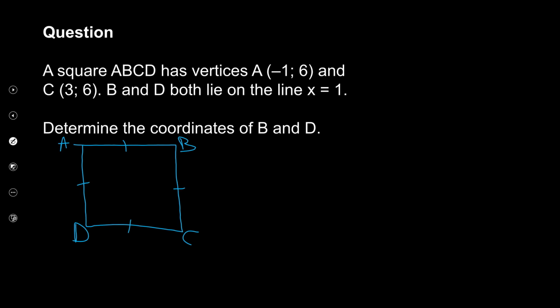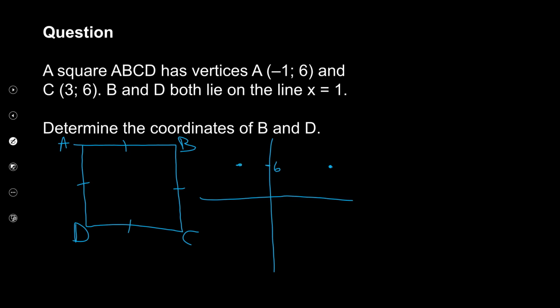In simple terms, what they are telling us on a Cartesian plane, if this is 6 here, which is y, the point A will be somewhere there, right? And the point C will be somewhere there. Now let me just bring A closer because it's too far. Let's bring it a bit closer there.